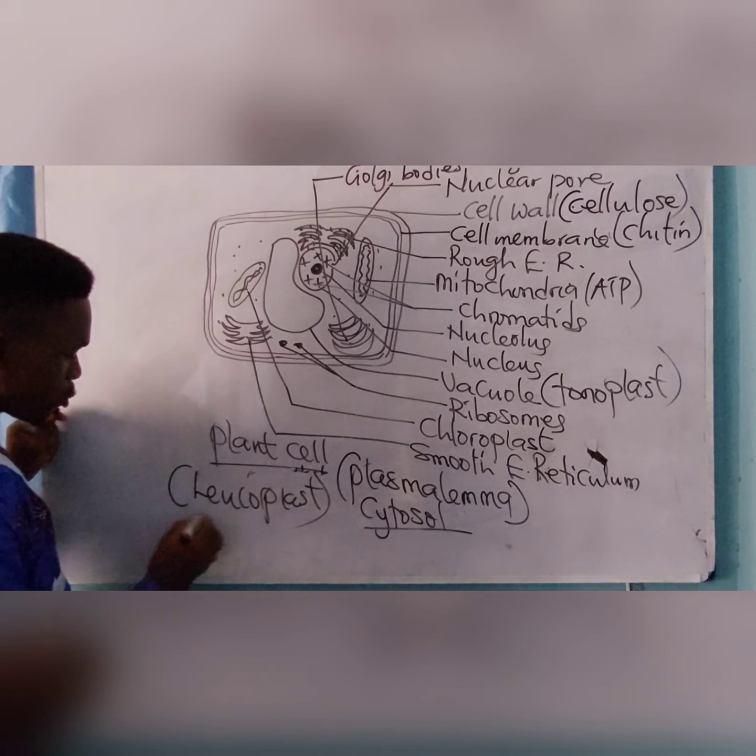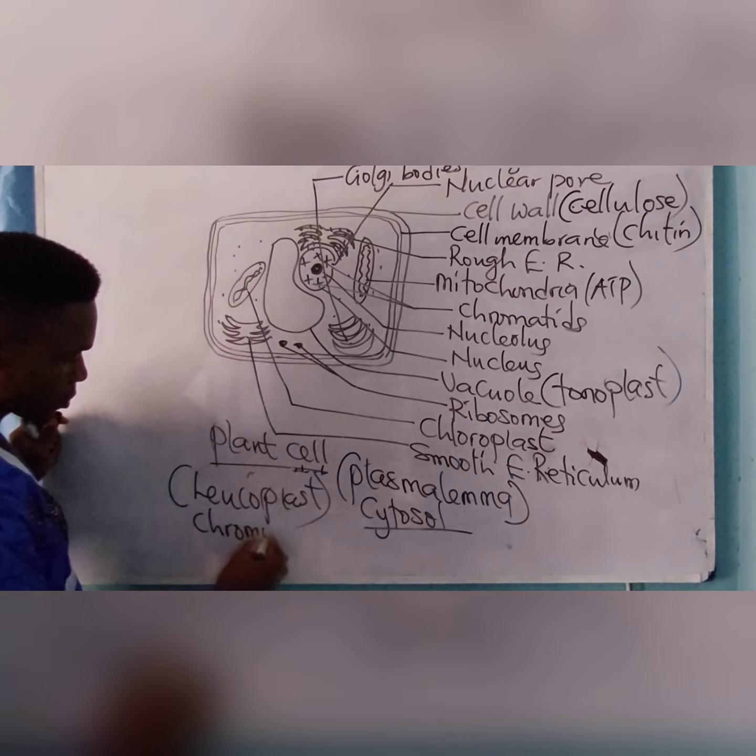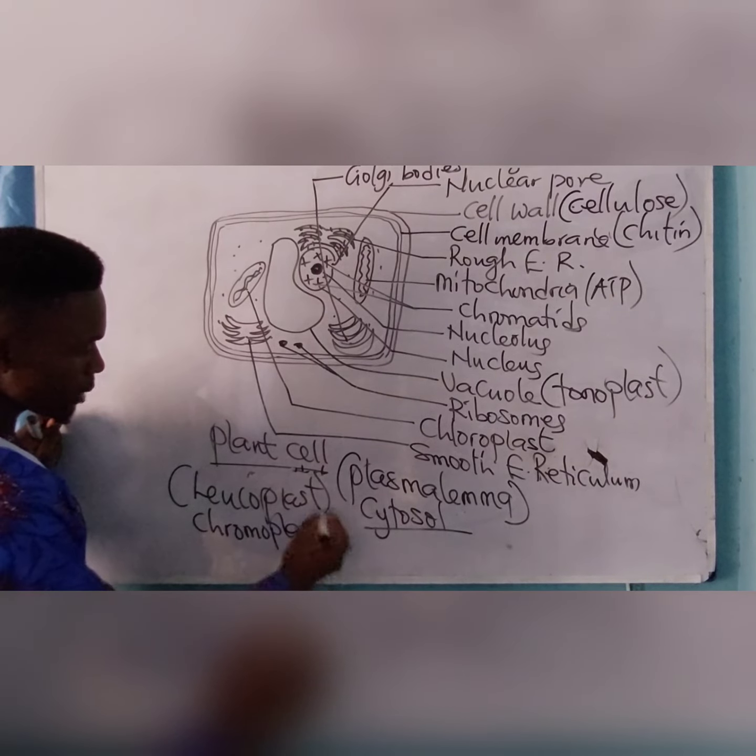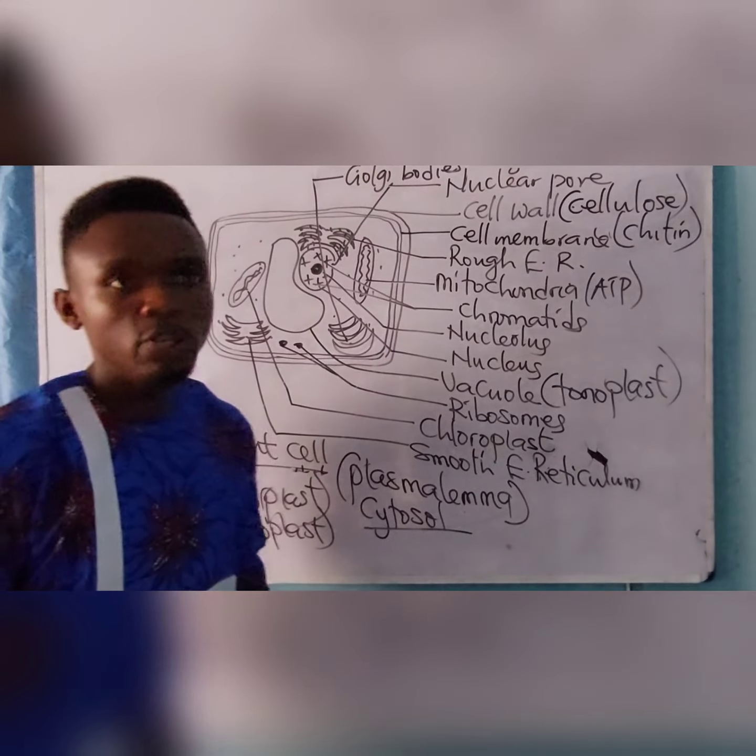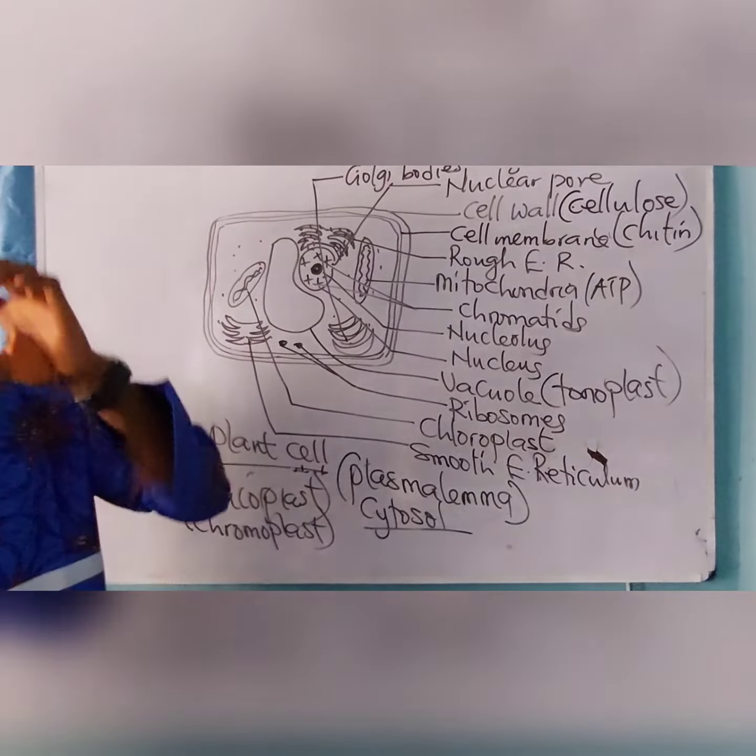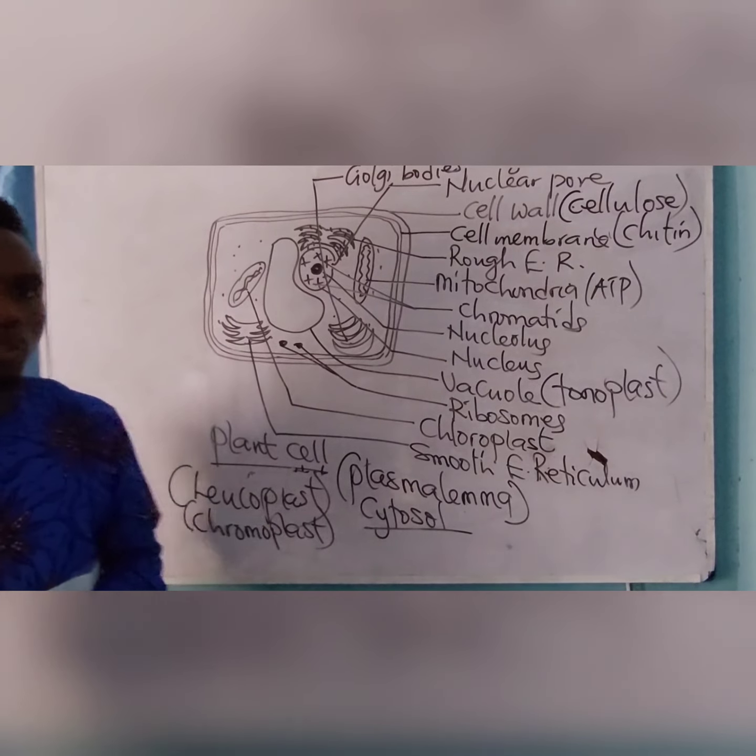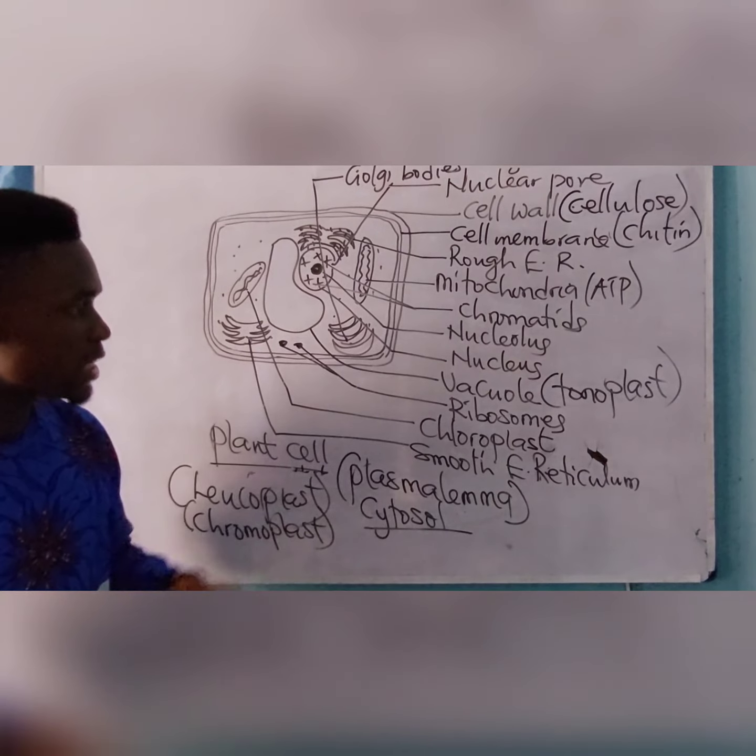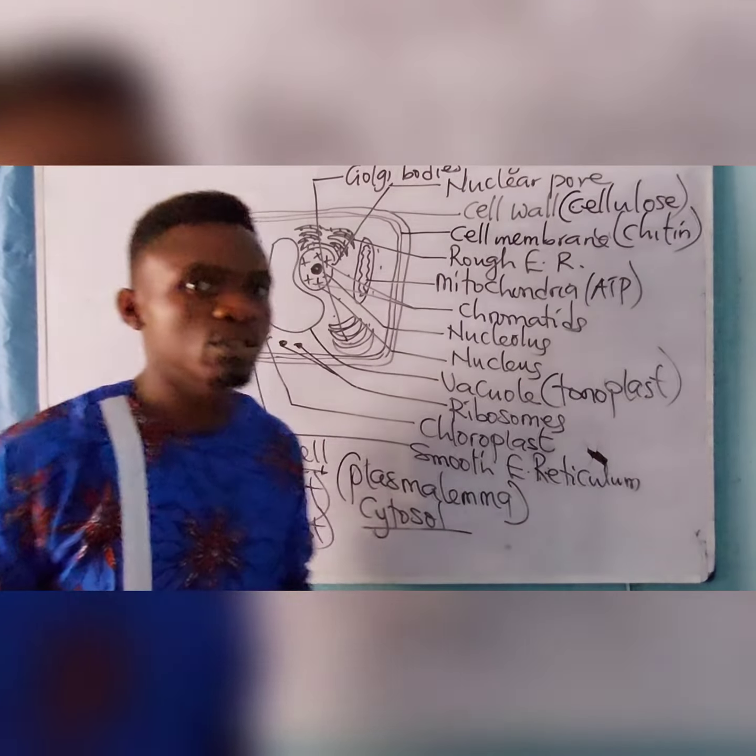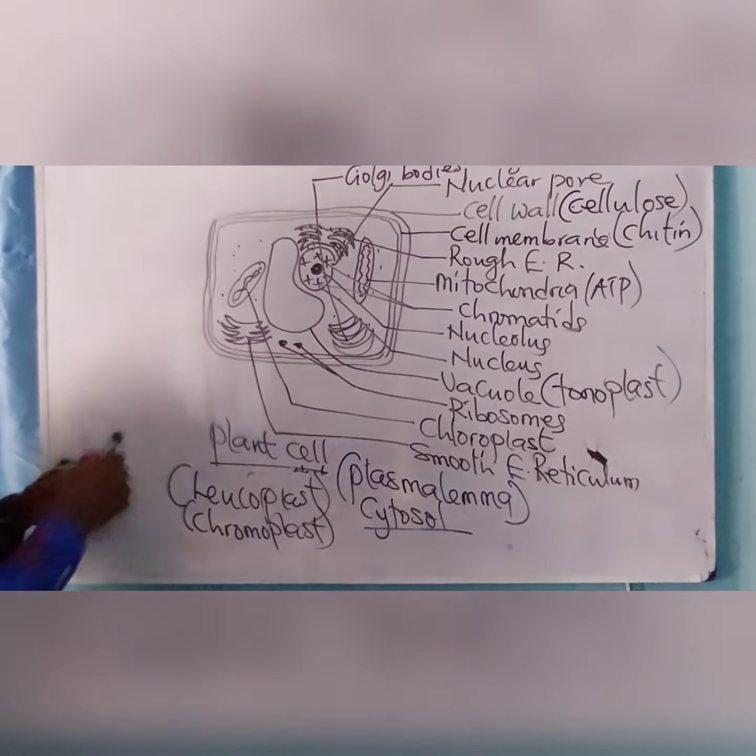Now we have the chromoplast. The chromoplast is what is responsible for the color of the petal. You know that the petal of a plant is the eye-catching part of the flower, which enhances what? Pollination. All right, so that is for that. Now we have treated all the organelles found in the plant cell. Please, that reminds me, take note.